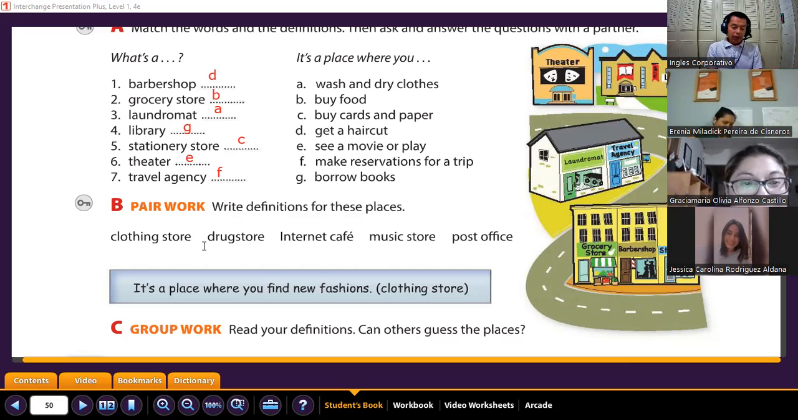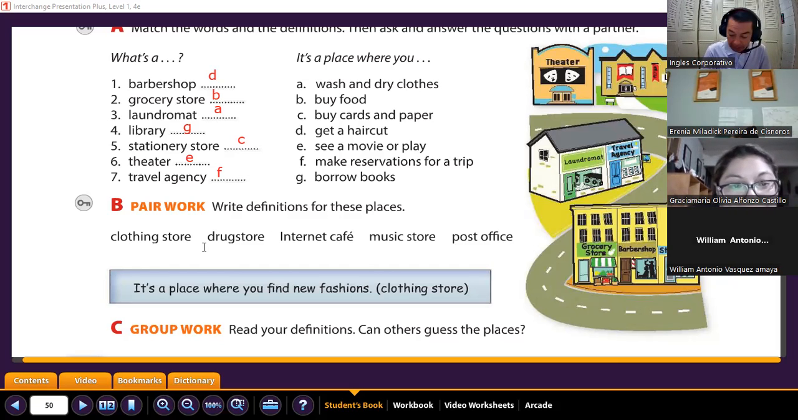We have Alma. Also we have Jonathan. Brenda, what's a theater? Jonathan, are you there? Okay, other student, please. William, what's a theater? It's a place where you see a movie or play.